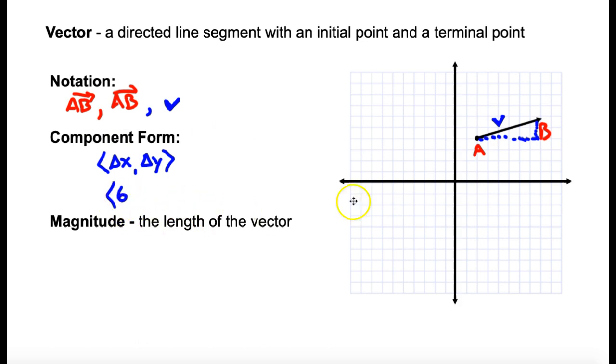And direction does matter. So if I went to the left, it would be a negative 6. Then I'm going up 2. So the component form of this vector would look like this. Now, the magnitude is just the length of the vector. So really, if I know the components, 6 and 2, I'm essentially finding the hypotenuse of a right triangle.